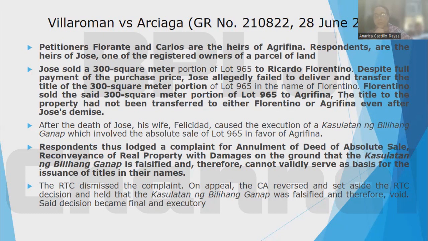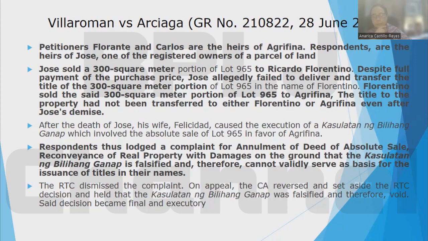Now, the title to the property remained in the name of Jose without being transferred to Agripina, even after he died. So, after the death of Jose, his wife, Felicidad, allegedly caused the execution of a kasulatan ng bilihang ganap, which involved the absolute sale of the land in favor of Agripina. Now, the respondents, who are the heirs of Jose, filed a case for annulment of deed of absolute sale and reconveyance of the subject property, on the ground that the kasulatan ng bilihang ganap was falsified and therefore cannot serve as a basis for the issuance of title in the name of Agripina.